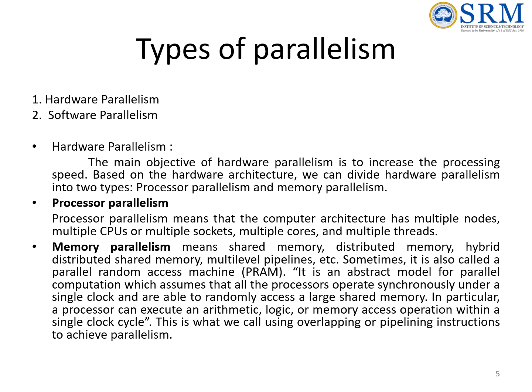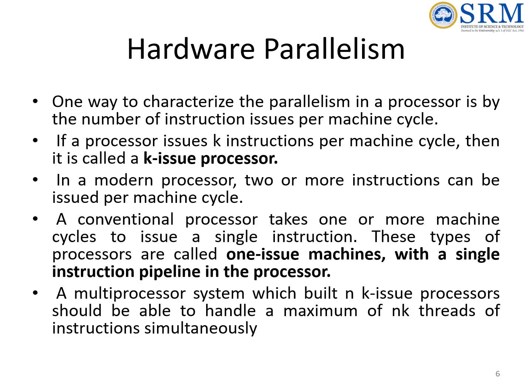Sometimes it is also called parallel random access machine, PRAM. It is an abstract model for parallel computation which assumes that all processors operate synchronously under a single clock and are able to randomly access a large shared memory. So what is hardware parallelism?